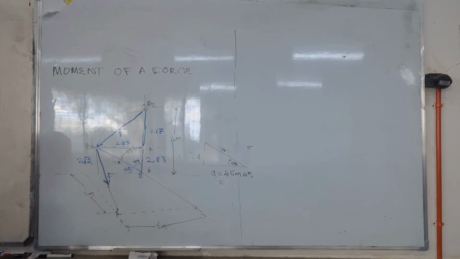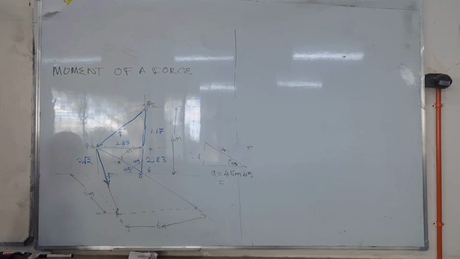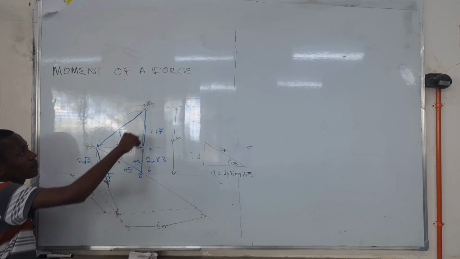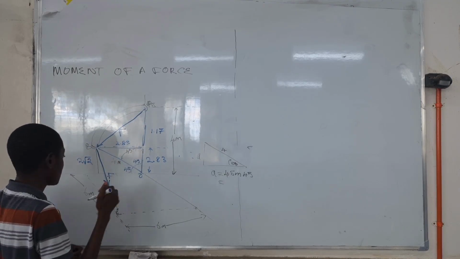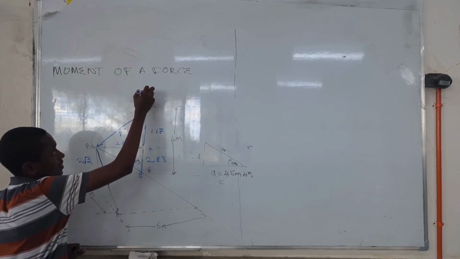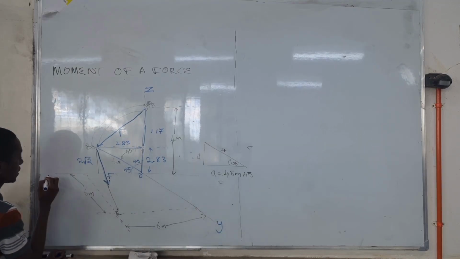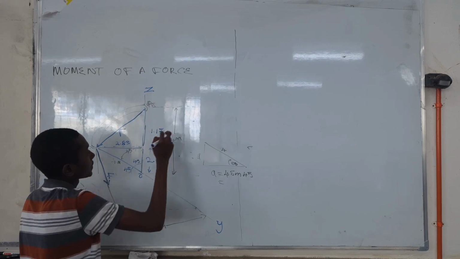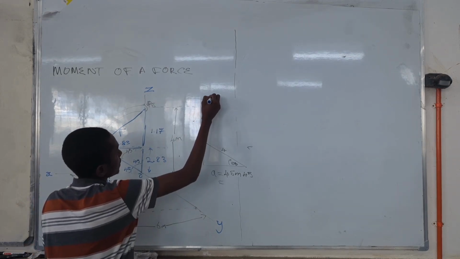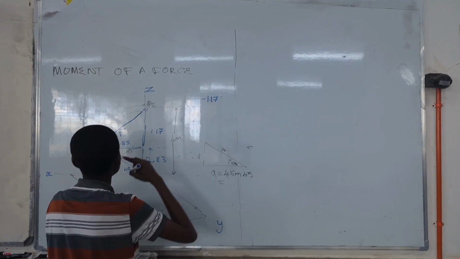Alright, so since we have those distances, next thing that we're going to do is now find our R. And that is going to be, we are moving from A to this point, okay? This is the Z. Okay, this is the Z. This one is the Y. This one is the X. Alright, so we are moving negative 1.17 in the Z.